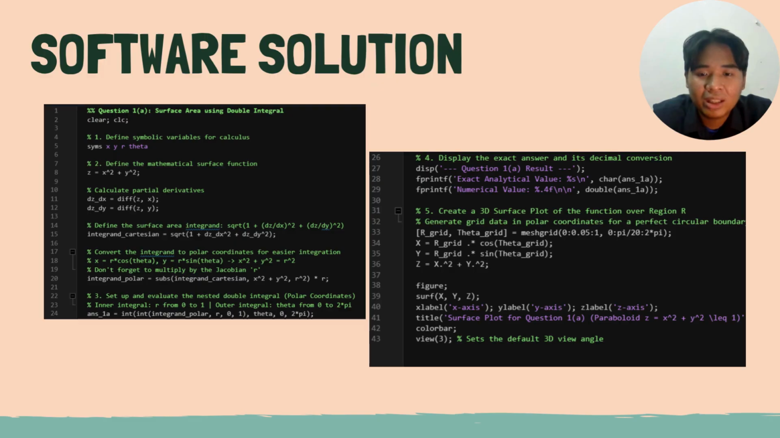So in line 38, the surf command generates the 3D surface. It draws the parabola using all calculated points. In lines 39 to 42, these commands label the axes and add a title to make the graph easier to understand. For line 43, this command sets MATLAB to the default 3D viewing angle so the paraboloid can be seen clearly.